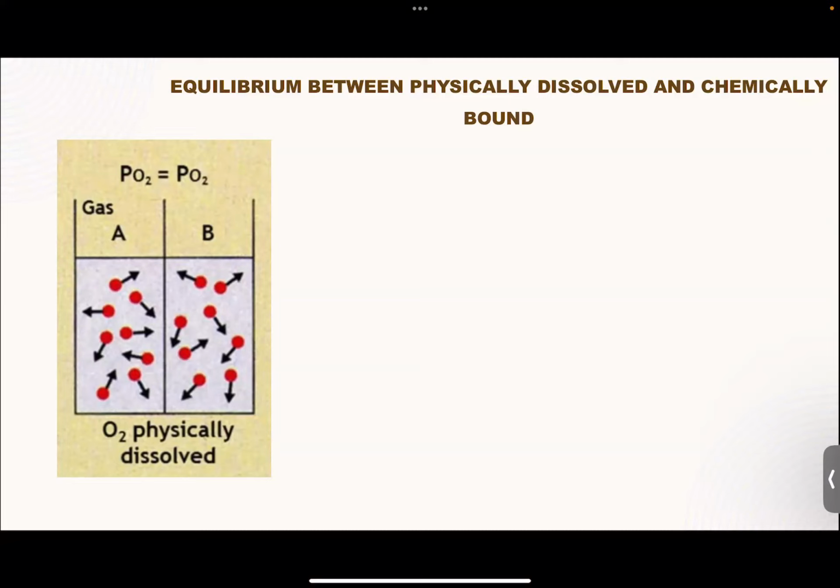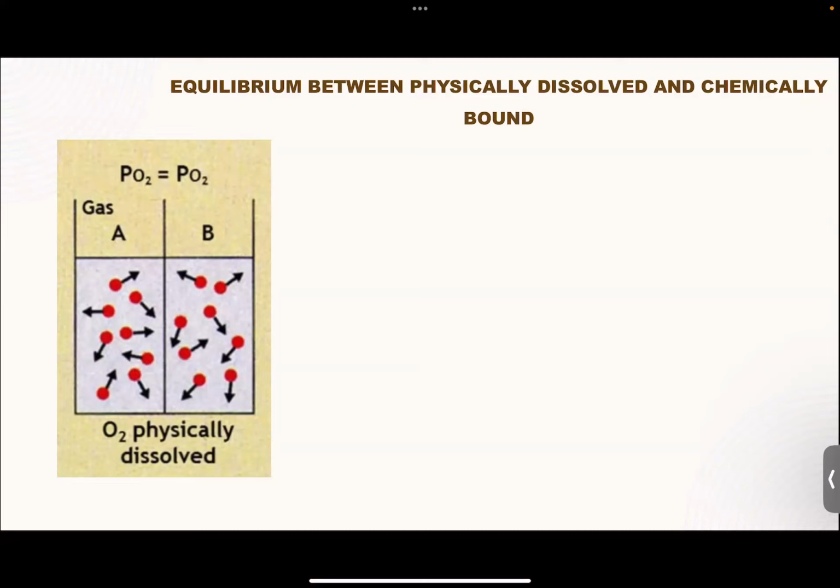So one important thing you need to remember is that the pressure that is exerted, the PO2 that we're talking about, is only produced by free oxygen molecules, okay? So when we're talking about the PO2, it's basically the physically dissolved oxygen that exerts this pressure, okay?